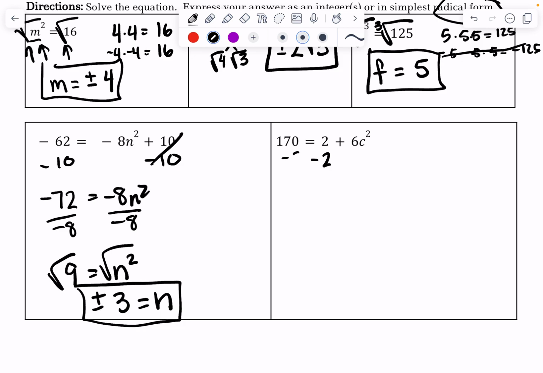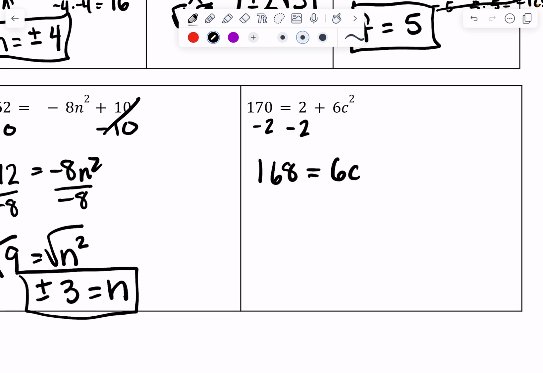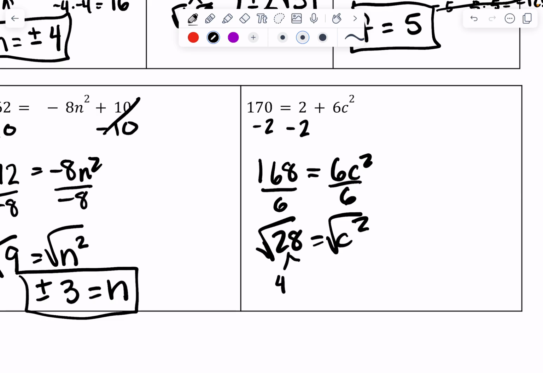On our next problem, we're going to start by subtracting 2 on both sides. We get 168 is equal to 6c squared. Sorry, my pencil was being weird there. Then we need to divide by 6 on both sides. And we get 28 equals c squared. We take the square root of both sides, noting that we're going to get 2 potential answers here. 28 is not a perfect square, but it has 4 inside. So we can take a 4 out.